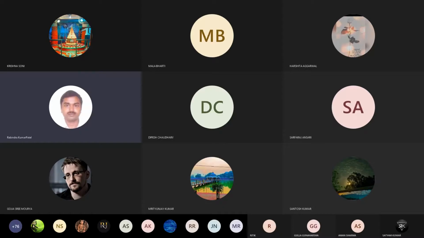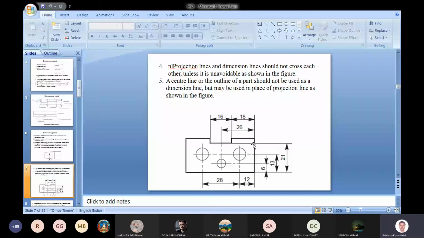One is we should provide all the dimensional detail which is required to produce the component. So you need not know how we are going to produce the component. It might have been taught in the workshop subject, but here you will be showing the dimensional detail as you know that this is complete one.